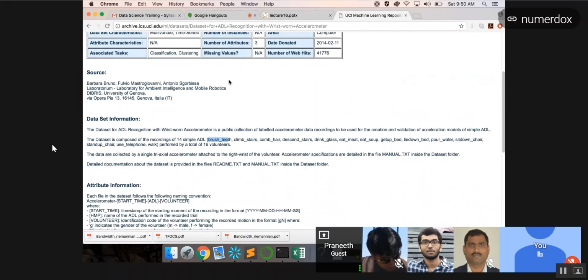Brush teeth. Just by looking at smartwatch data, you should be able to say, this signal is saying this guy is brushing teeth right now, from 7 a.m. to 7:30 a.m., something like 7:10 a.m. Climb stairs, combing hair, descend stairs, drinking glass, eating meat. See, not eating noodles, eating meat. It's very specific because meat is different.